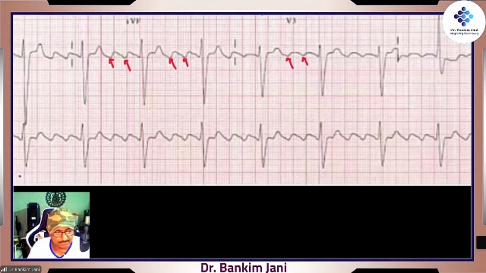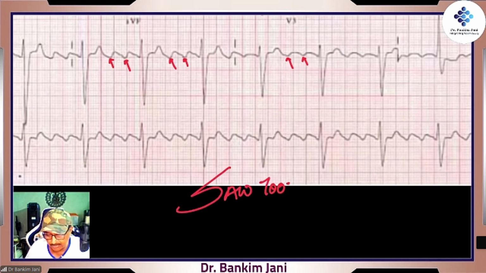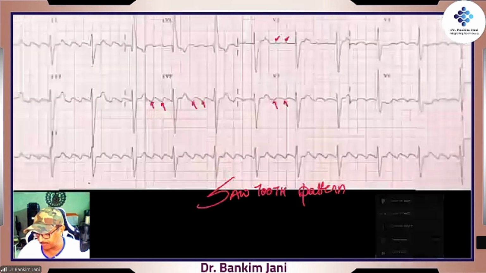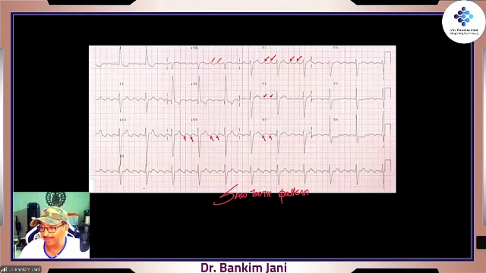See, this is a rhythm strip, a classical pattern. So that is what is called the sawtooth pattern. This is less dangerous as compared to atrial fibrillation. This is what is called atrial flutter.